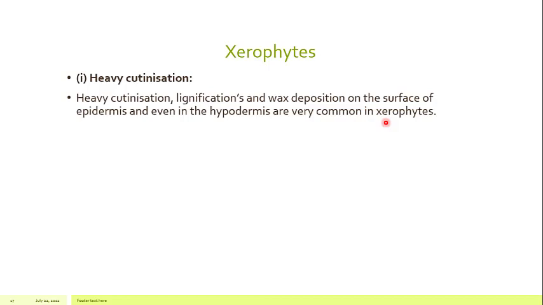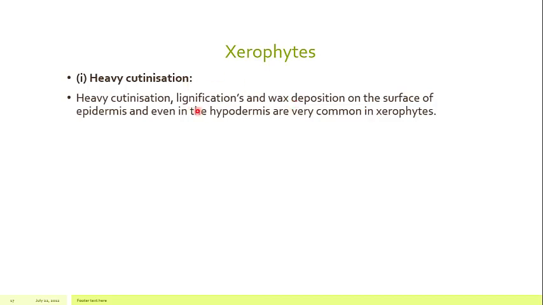As far as the cutinization and the deposition of hydrophobic structures are concerned, they are not only deposited on the outer surface of the plants, they may be present in the hypodermis as well. The different hydrophobic compounds may be cutin, so that's why we have given the name cutinization. It may be lignin, which is called lignification, or it may be wax, which we call wax deposition, and it may be present on the surface or in the hypodermis as well.